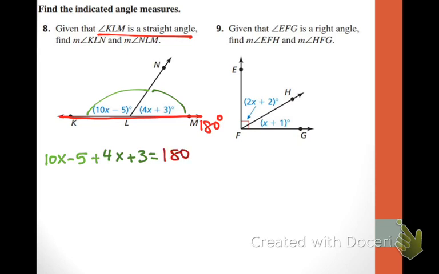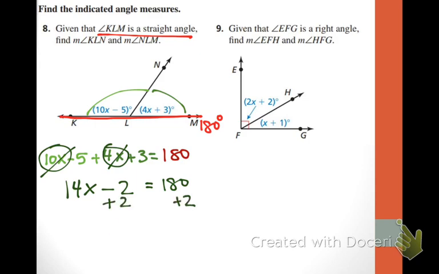And we do literally the same thing. We have 10x and 4x, which make 14x. Minus 5 plus 3 is minus 2. And that equals 180. Add 2. So we get 182. We're adding, not subtracting. I did that earlier, though. That's okay. Divide by 14. You get 13. Boom. But did it ask me what x was?